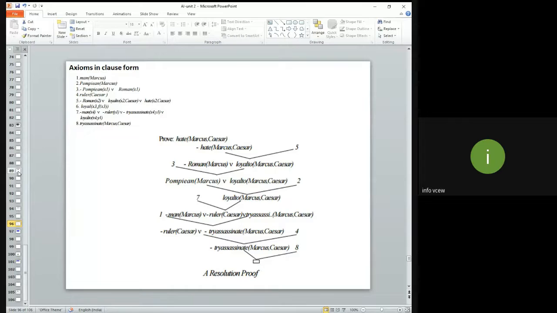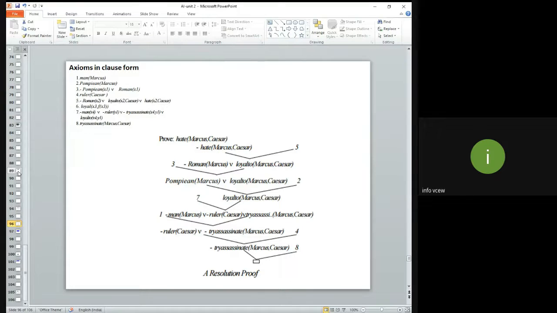Next, what is the seventh statement? Man of X4 implies ruler of Y1 or try to assassinate. The man is Marcus, and the ruler is Caesar. So man of Marcus implies ruler of Caesar, and then try to assassinate Marcus or Caesar. Then what is the final? The ruler must be Caesar, and the one trying to assassinate is Marcus or Caesar. Then you are combining both.